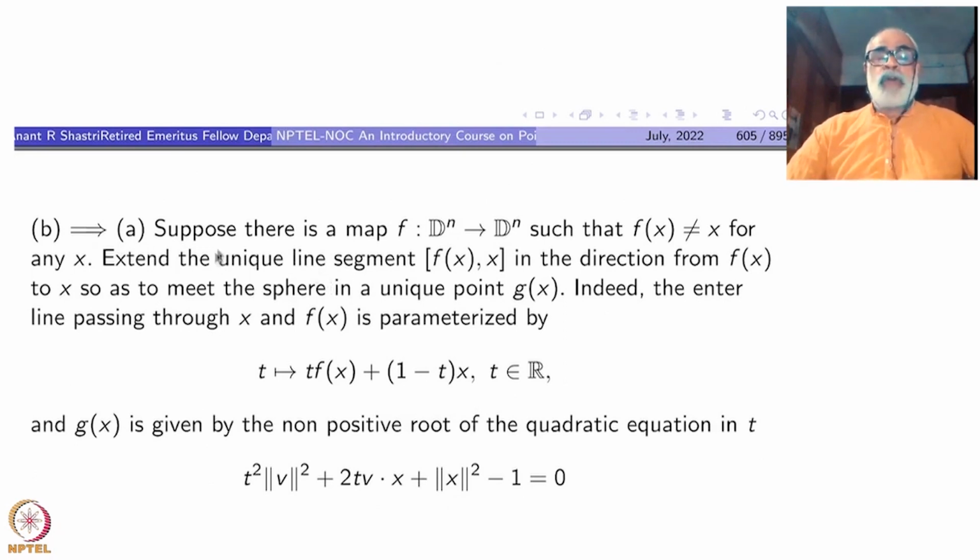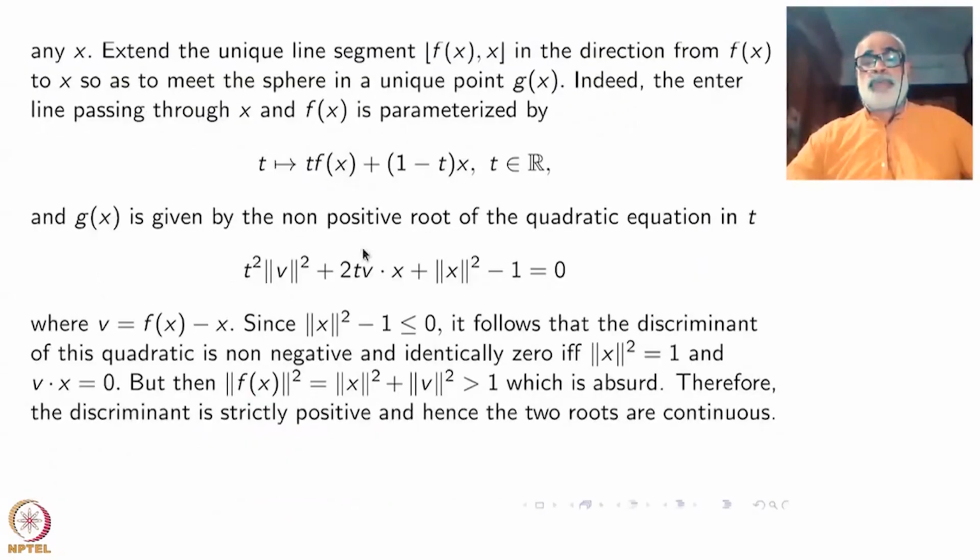So here again what we have proved? Not B implies not A. No, suppose there is a map like this. Not A. So not A implies not B. Earlier, not B implies not A. Not A implies not B. That is what we have proved.